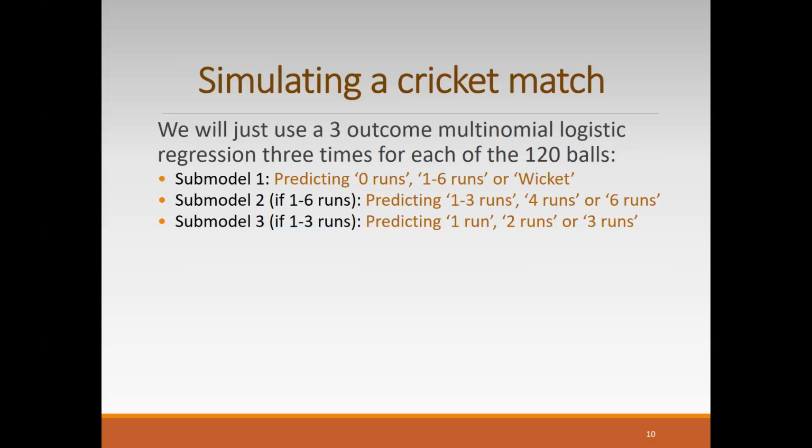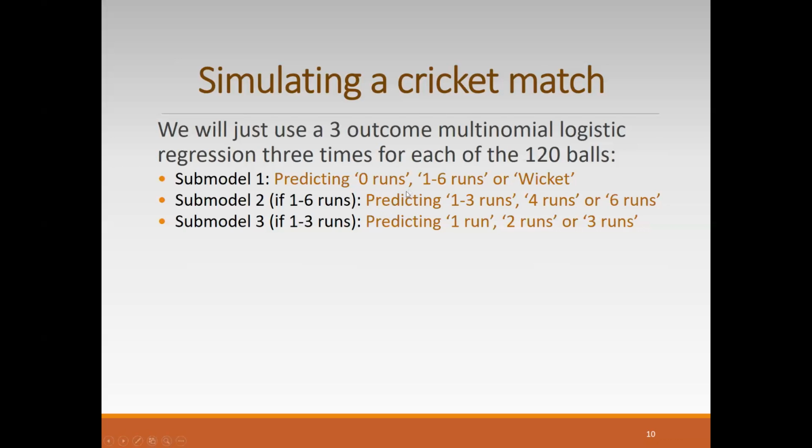Now, I could have used a multinomial logistic regression with 7 possible outcomes, and that would have been fine, but it's quite complicated because it would involve 6 different equations, and may have been computationally quite expensive. Probably a better way of doing it is to have 3 separate logistic regression equations that each have 3 possible outcomes. The reason this might be computationally better is that in the first model, you're only predicting 0 runs, 1 to 6 runs, or wicket. If you get 0 runs or wicket as the outcome of that particular ball, then that's it. You go to the next ball, and your computation cost has been quite low.